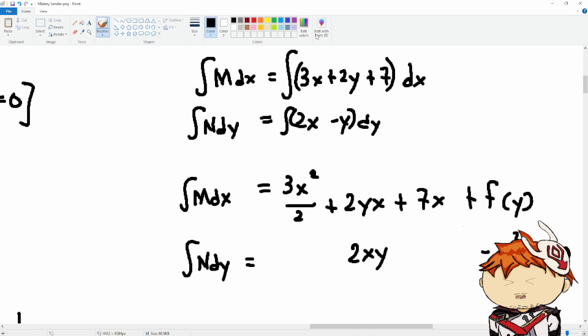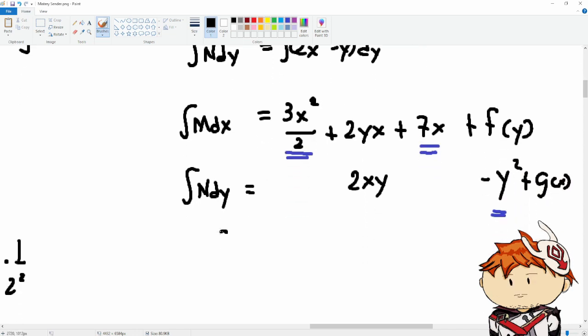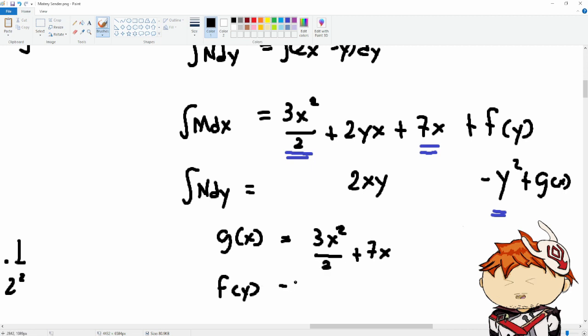Okay, so notice that we have 2x only terms. This is x only terms. This is x only terms. This is y only terms, right? So g of x is 3x squared over 2 plus 7x. F of y is negative y squared.